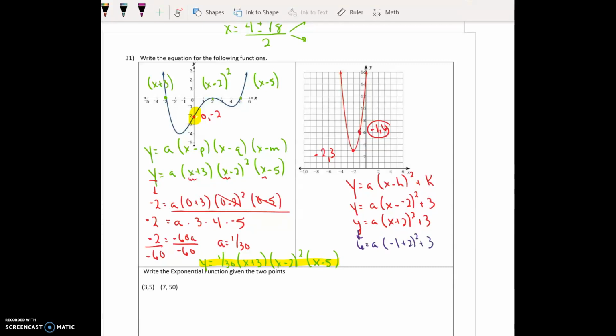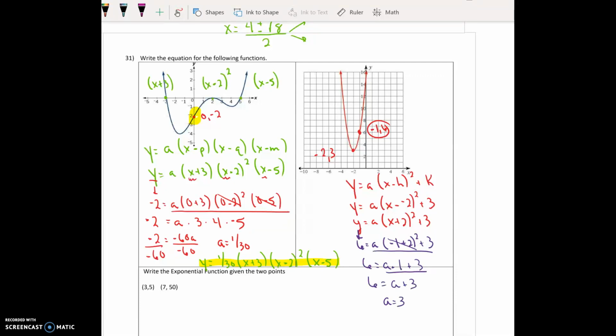And I'm just going to clean up the right side and figure out what a is. So in the parentheses, I get -1 plus 2, that's 1, and 1 squared is 1. And then to clean up the right side still, that's just a times 1 is a. And then to get a alone, I'll subtract the 3, and a is 3.